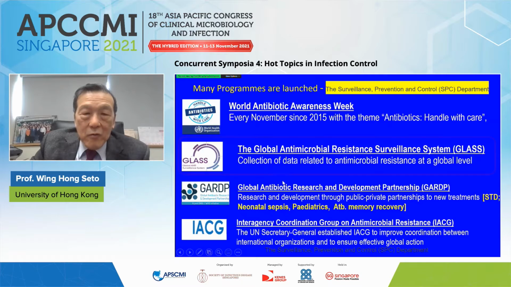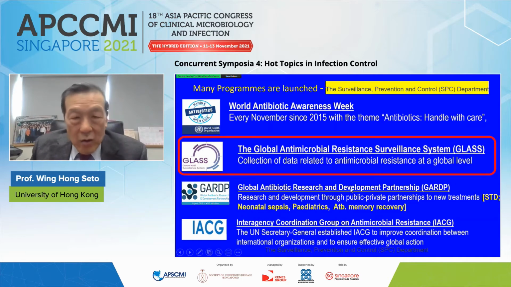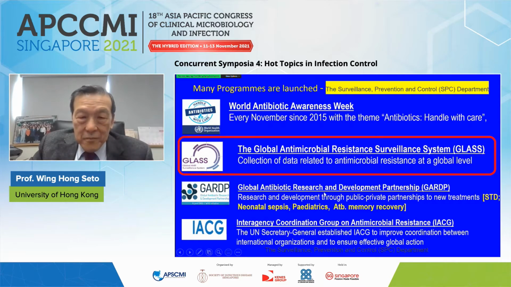Now, the thing that we were really involved in, if you are in the hospitals, is this thing called GLASS, or the Global Antimicrobial Resistance Surveillance System, all right? And this is still going on. I will touch on it a bit more, but there you are. Part of the GLASS program involves infection control. But then there are others too. GARP, which is research, and then the UN, in fact, has a committee.